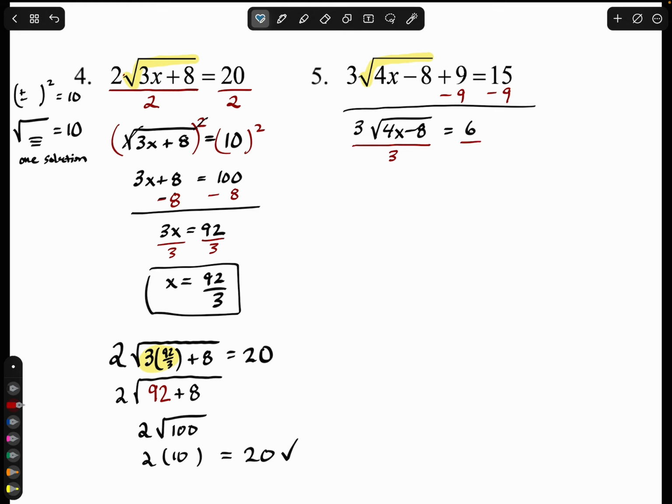Now to get rid of this 3, we're going to divide by 3 on each side. We have the square root of 4x minus 8 is equal to 2. And then to undo the square root, we're going to square it. So we're left with 4x minus 8 is equal to 4. And then just finish solving it.